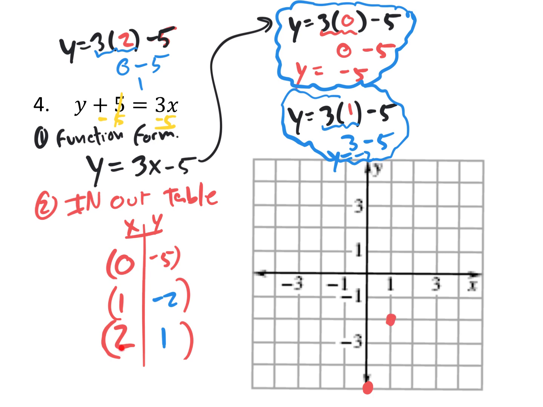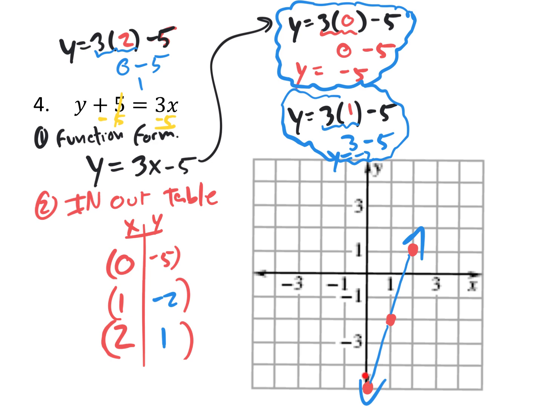And last but not least, 2, 1. 2 on the x, 1 on the y. It's right there. And we have our 3 points that line up perfectly, which means that we're confident we have the right graph of the line. If you wanted to, you could take the pattern from one point to the other and use that pattern to extend the line.